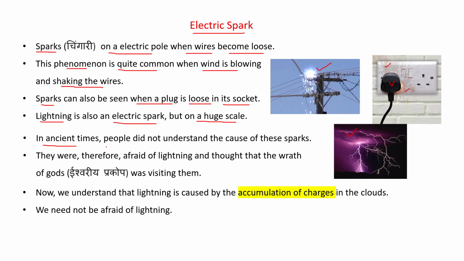In ancient times, people did not understand the cause of these sparks. They were therefore afraid of lightning and thought that the wrath of gods, meaning ईश्वरीय प्रकोप, was visiting them. इसका मतलब लाइटनिंग किसी ईश्वरीय प्रकोप की वजह से हो रही है. ओके, ऐसा वो समझते थे. Now we understand that lightning is caused by the accumulation of charges in the clouds. So, we need not be afraid of lightning.